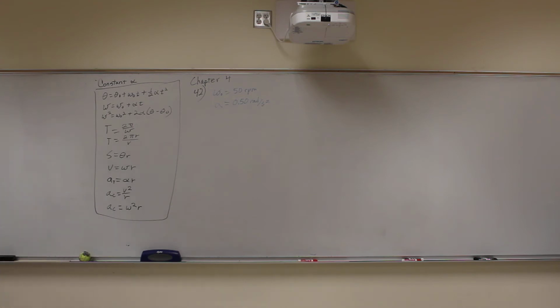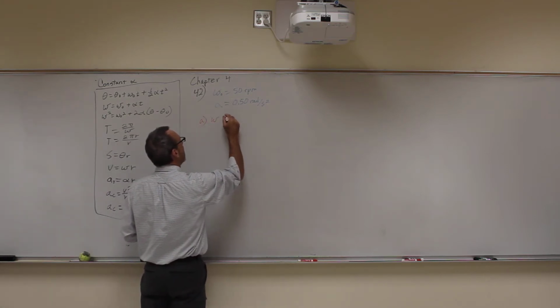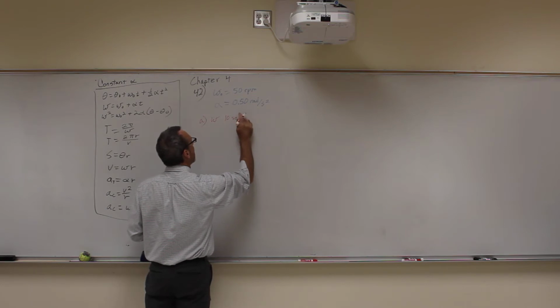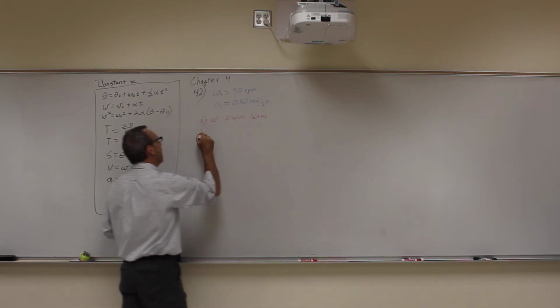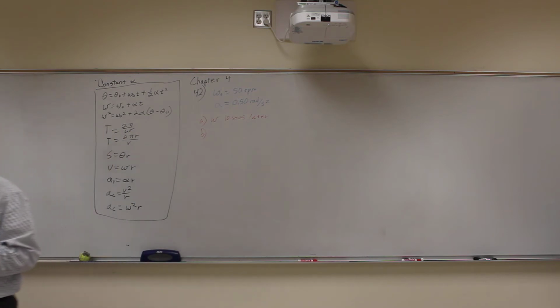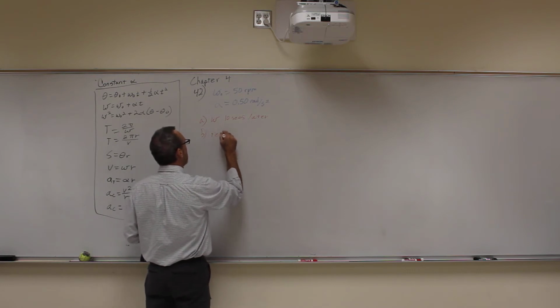So they gave us omega naught, they gave us alpha. And then we want to know what is the velocity in RPMs 10 seconds later. So we want to find omega 10 seconds later. And then part B, we want to find how many revolutions does the wheel make during this time. So we want to figure out the number of revolutions.